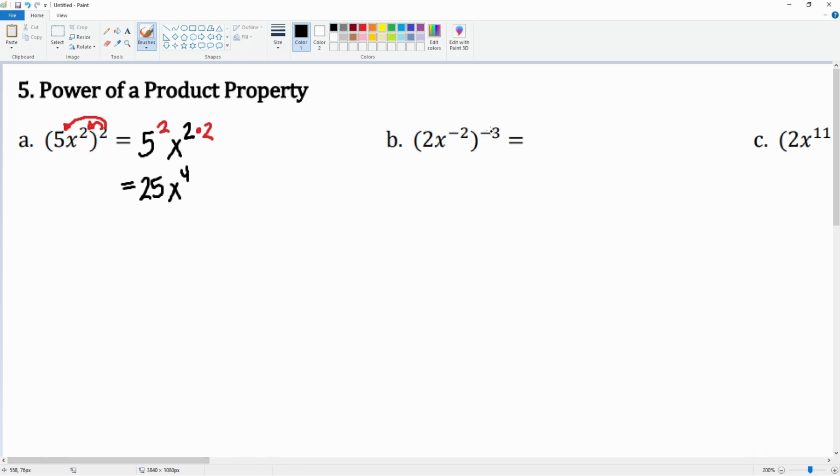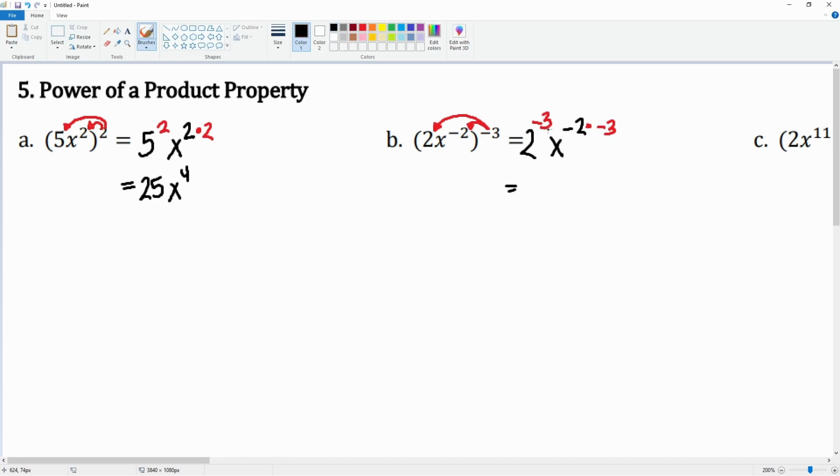Okay. Here we have a negative exponent. Let's just distribute first. So we distribute it here, then we distribute it here. All right. So we have that 2. The exponent here is negative 3. Then we have an x to the negative 2. And we distribute, so we have to multiply that by negative 3.